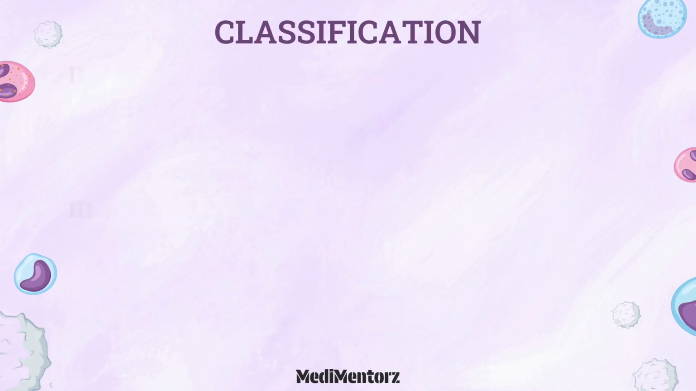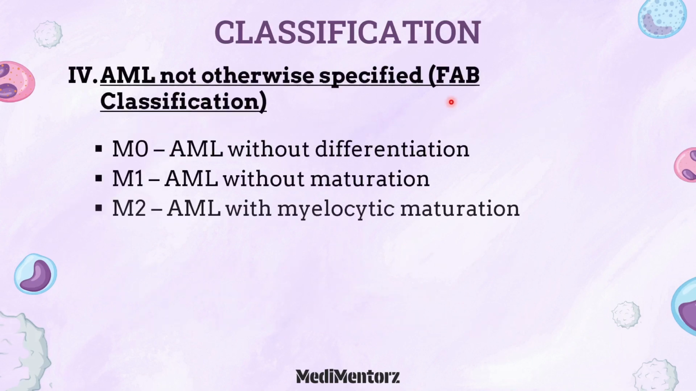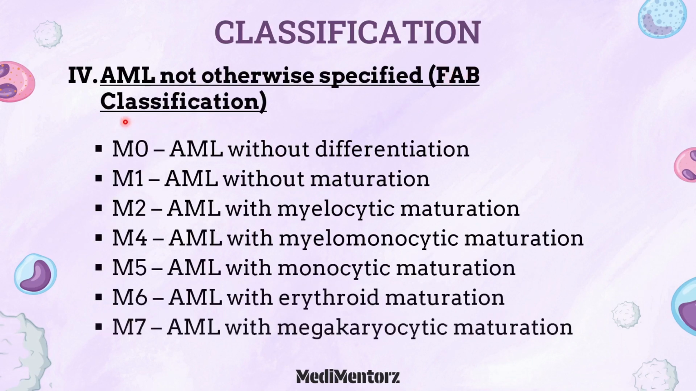And the last group, AML not otherwise specified, or the French American British classification. In this, they have grouped it into 7 major groups, M0 to M7, and here you should note that M3 is not present as it was recently removed from this classification.